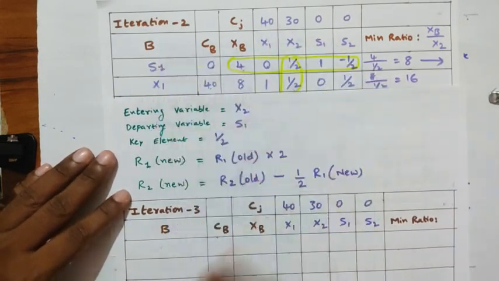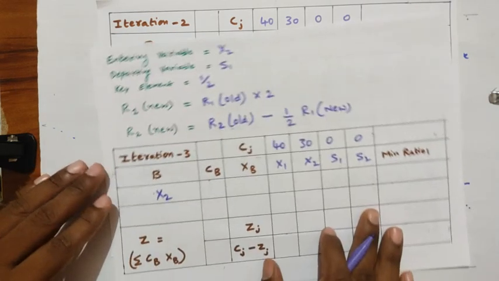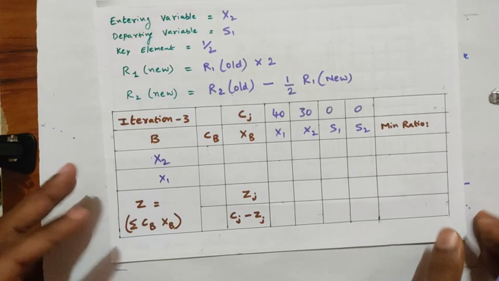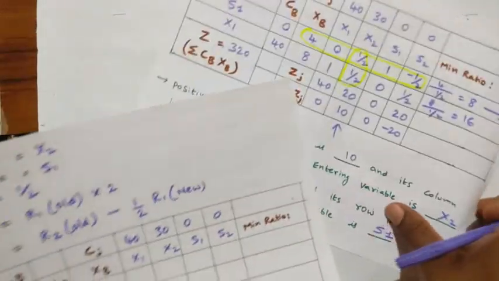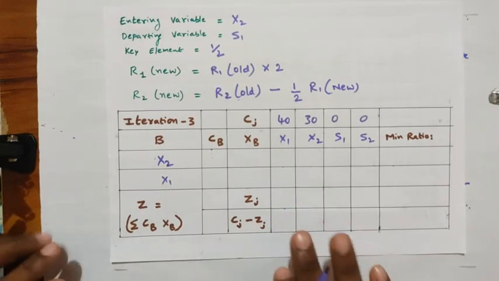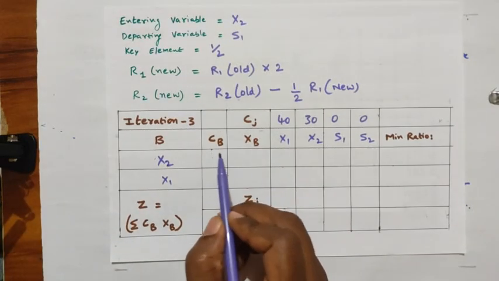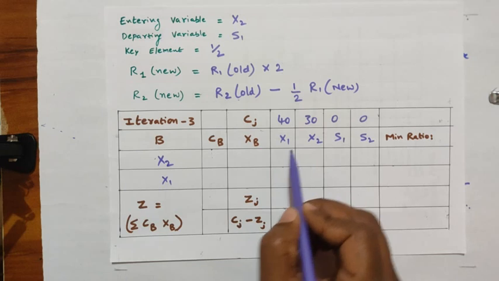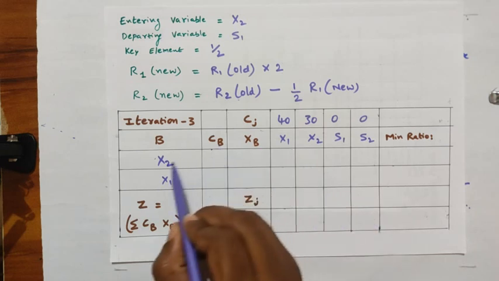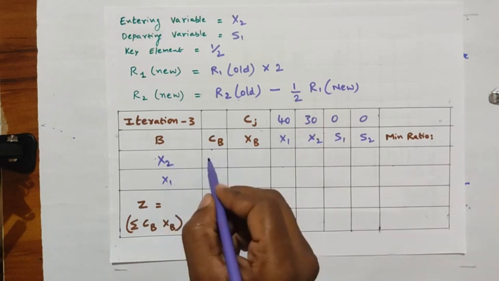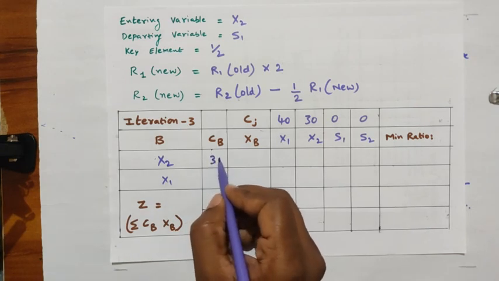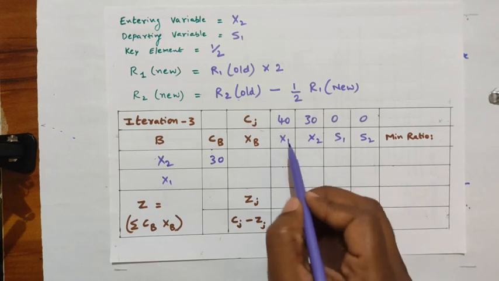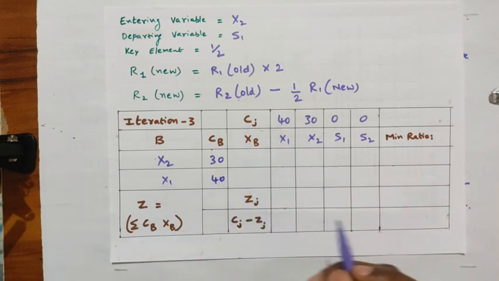Instead of S1, we are writing X2. And here X1 will be the same. And here if you see, the coefficient of basic variable X2 is 30, so I am writing it as 30. And X1 is 40, so I am writing 40.